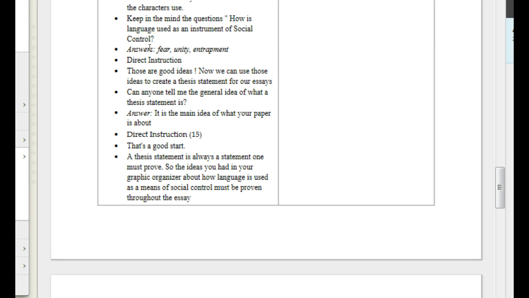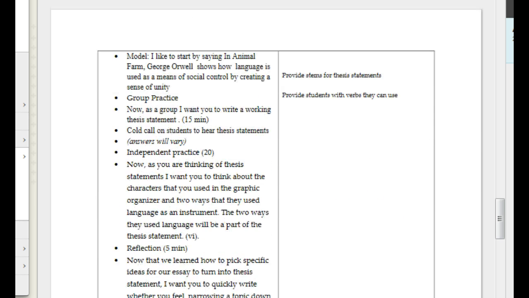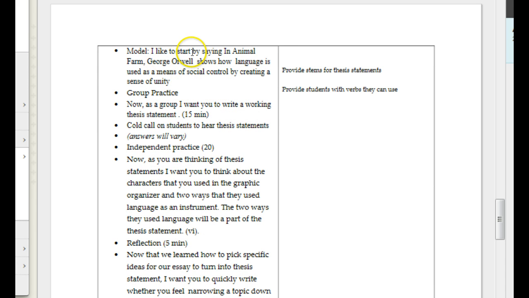All right. And then you transition from characters, quotes, and how quotes relate to the prompt. And then you transition them into thesis statement. All right. In the thesis statement here, you model for them: "In Animal Farm, George Orwell shows how language is used as a means of social control by creating a sense of unity." Your model is a perfect fit for the writing prompt. All right, you recycled parts of the prompt, social control. Okay, you recycled parts of your pre-writing, unity, and then you have the kids write a working thesis statement.